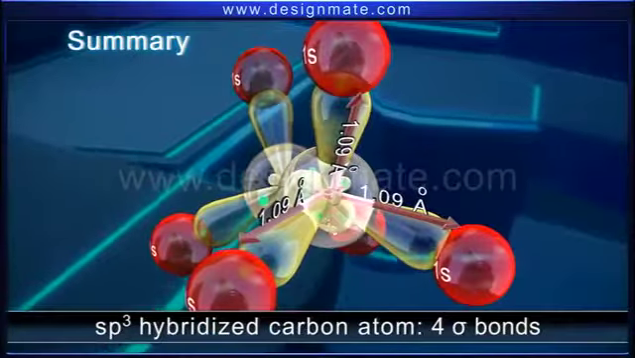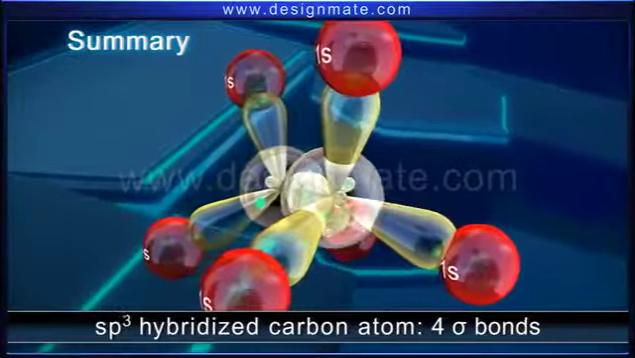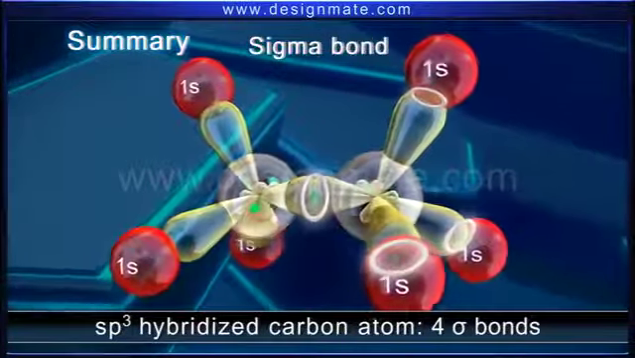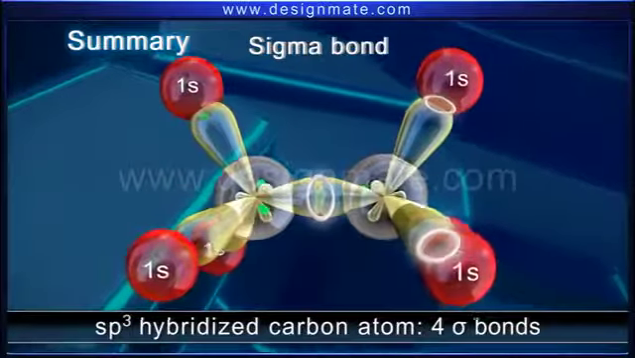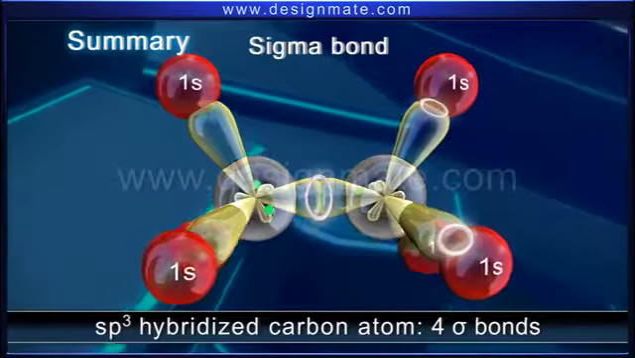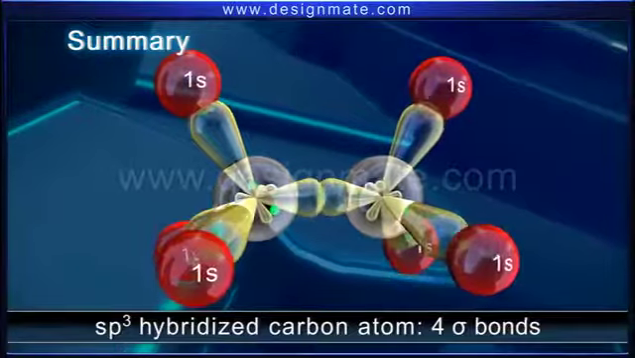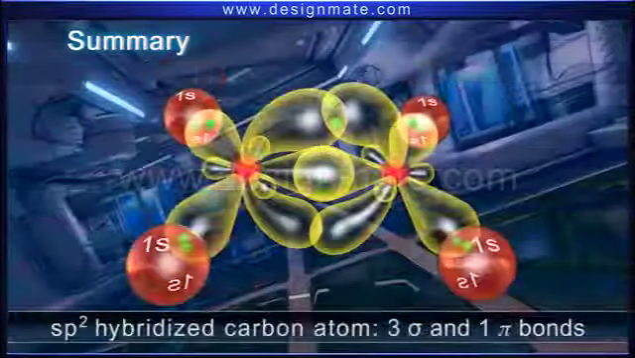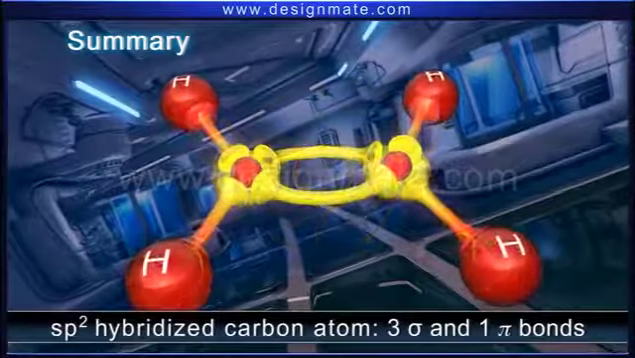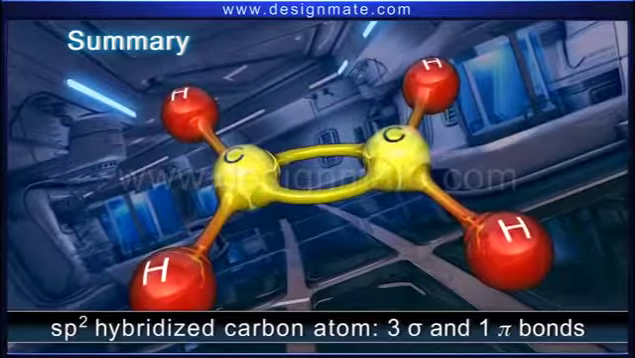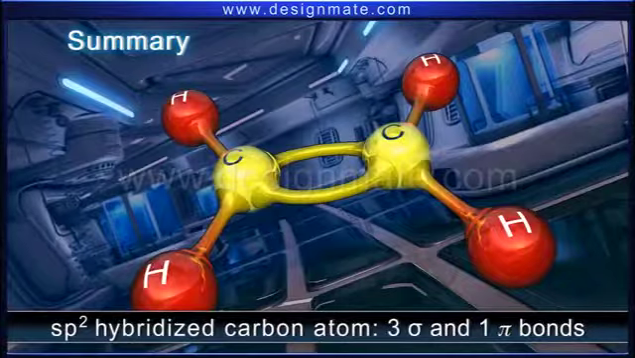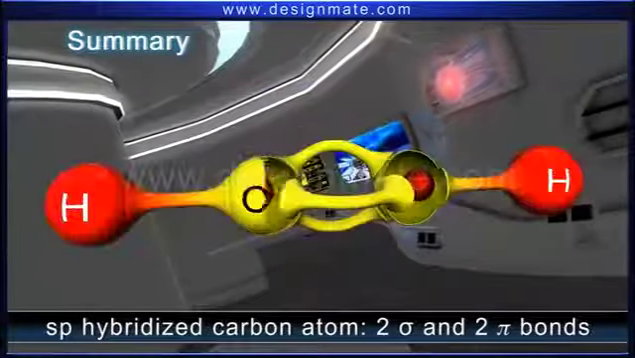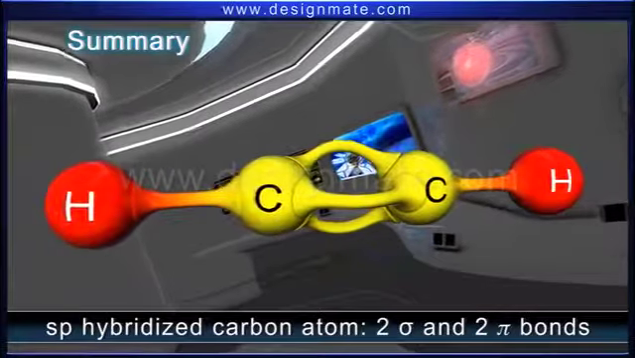To summarize, we have studied that whenever a carbon atom in an organic compound forms 4 sigma bonds directed along the corners of a regular tetrahedron, it is sp3 hybridized. A carbon atom that forms 3 sigma and a pi bond is sp2 hybridized, while the one in which it forms 2 sigma and 2 pi bonds is sp hybridized.